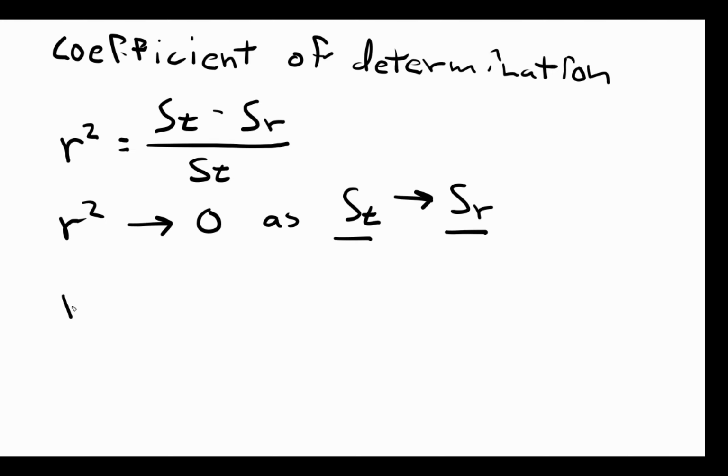On the other hand, r squared is going to go to 1 as s sub r goes to 0. In other words, if our linear fit is a perfect explanation of the data, then we're going to have a coefficient of determination equal to 1. So the closer the coefficient of determination is to 1, the better an explanation our linear fit is for the scatter observed in the data.